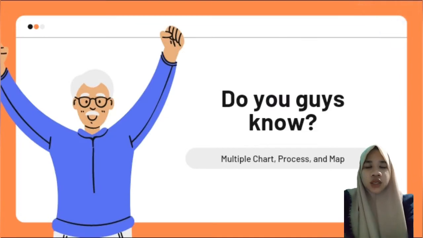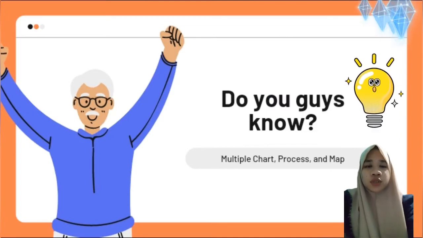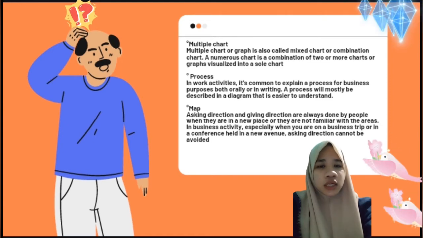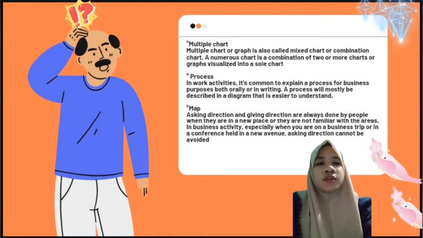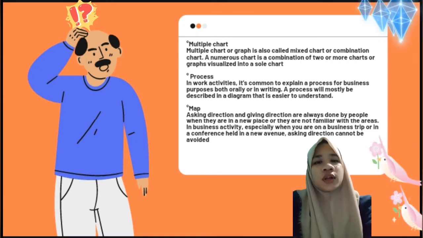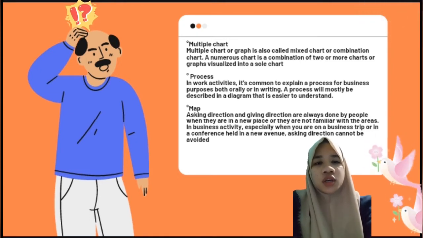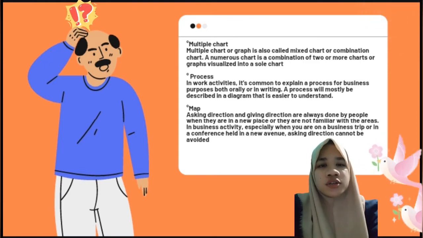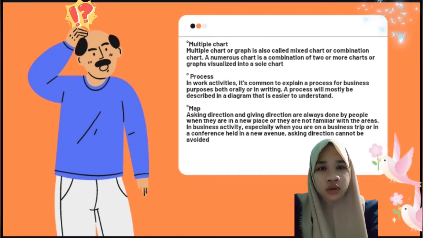And the second topic: do you know multiple chart, process, and map? Multiple chart or graph is also called mixed chart or combination charts. A multiple chart is a combination of 2 or more charts or graphs visualized into a single chart. Multiple charts are used as an ideal choice to compare 2 or more categories of data.